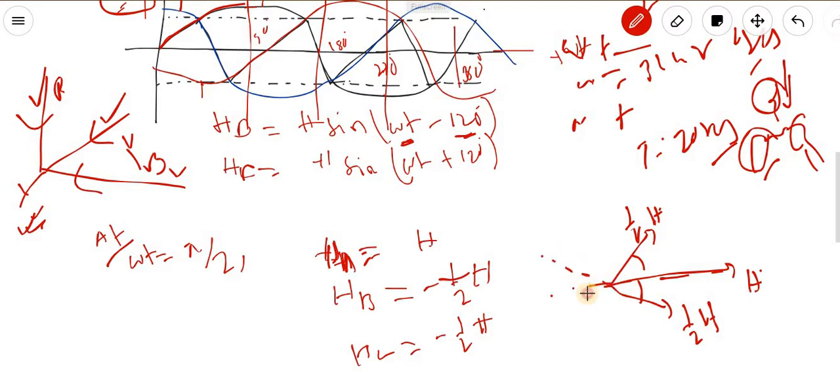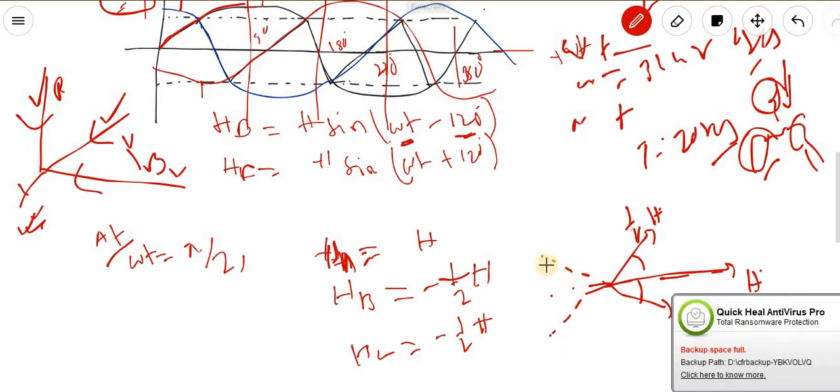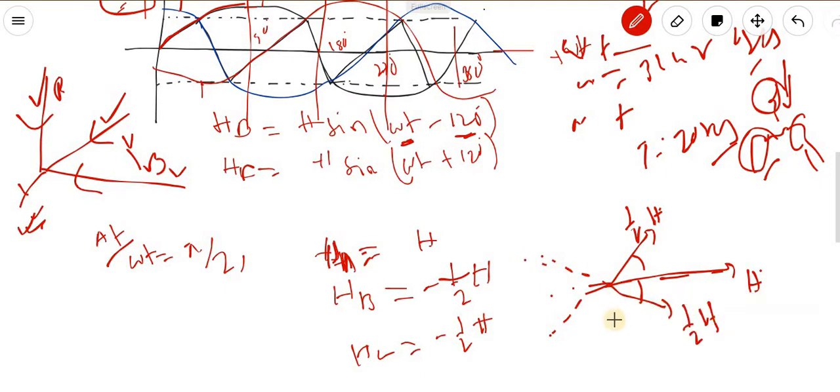So now this angle and this angle, how much will it be? It is 120 degrees. This will obviously be 60 degrees. So this is also 60 degrees. So this is 60 degrees, and this is also 60 degrees.